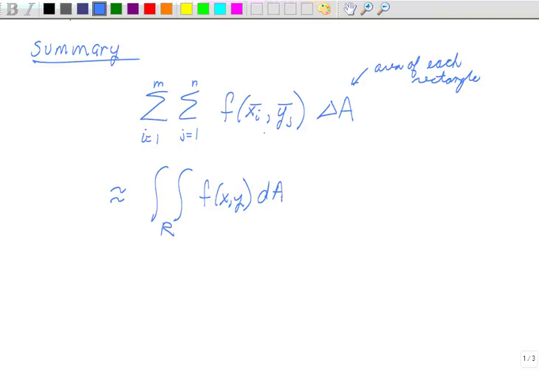And again, this point that we're going to take could be the midpoint, or it could be one of the corners of the rectangle. Actually, it could be any point in the rectangle. But look at the example homework problems, and you'll get a good example of what we're doing here.